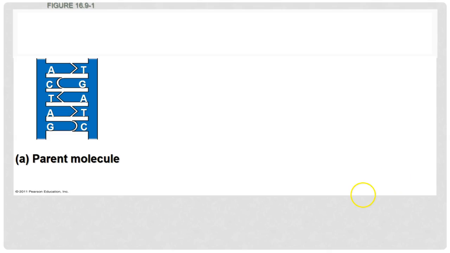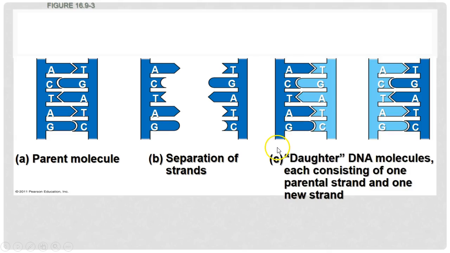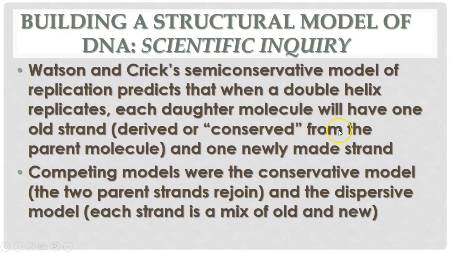So here we have our current understanding of how this works. We have a parent molecule here. We have enzymes basically that, with heat, separate the strands, and then we have enzymes that can plug the correct nucleotides into place, making 2 daughter molecules. And now we understand that each one consists of 1 original strand, the parental strand, and 1 new strand. How to show that that was really what happened?